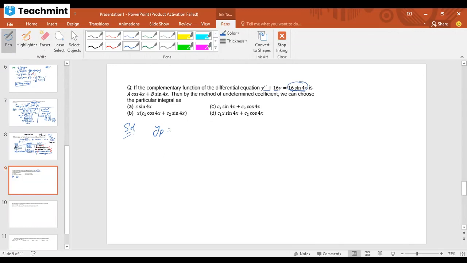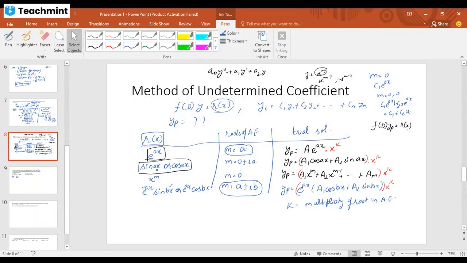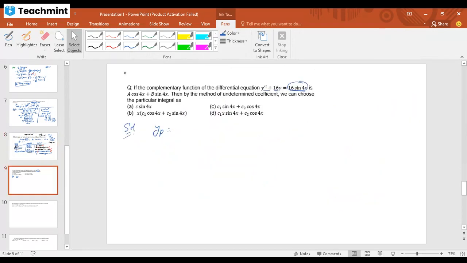It is sine 4x. You can see here, if our function is sine or cosine, what will be the trial solution? We need to consider both sine and cosine functions. That means we need to consider here a1 cos 4x plus a2 sin 4x. But before we fix it as a particular integral, we need to check whether we need to multiply it with x power 1 or something.